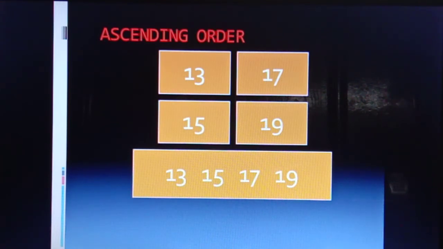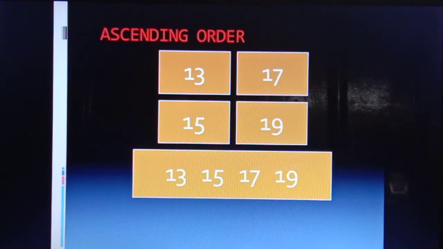So, among these three numbers, which digit at ones place is the smallest? Yes, it's 13. 3 in 13. So, we are going to write 13 first. This is the smallest number among all these four numbers. Now, here we are left with three more numbers. They are 17, 15 and 19.